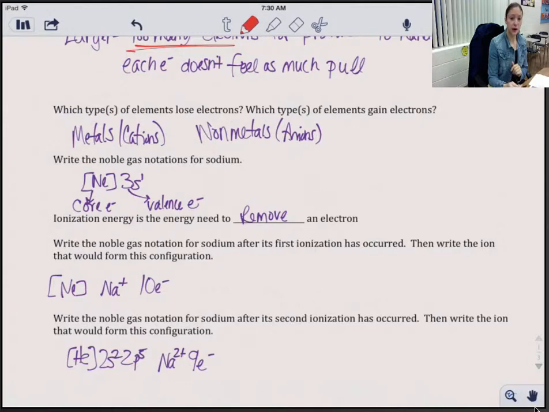Which type of elements lose electrons? Actually, we're going to look at that: metals tend to lose electrons. And what type of elements gain electrons? Those are going to be nonmetals. So metals tend to form cations, nonmetals tend to form anions.